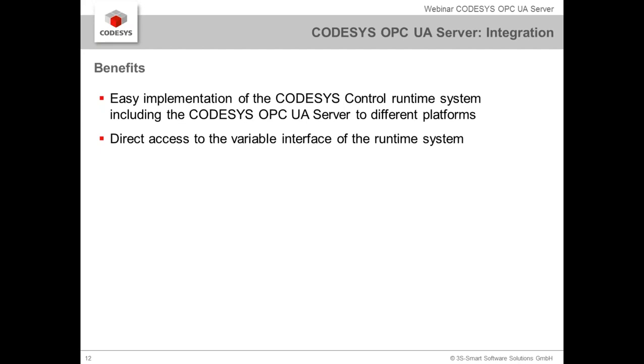With that, your OPC UA server has direct access to the variable interface of the runtime system. So it's similar to the PLC handler. You can directly access the symbolic data on the runtime system. And there's the OPC UA stack, which is used in the server, but it's the same stack that will probably be used as well in the client.